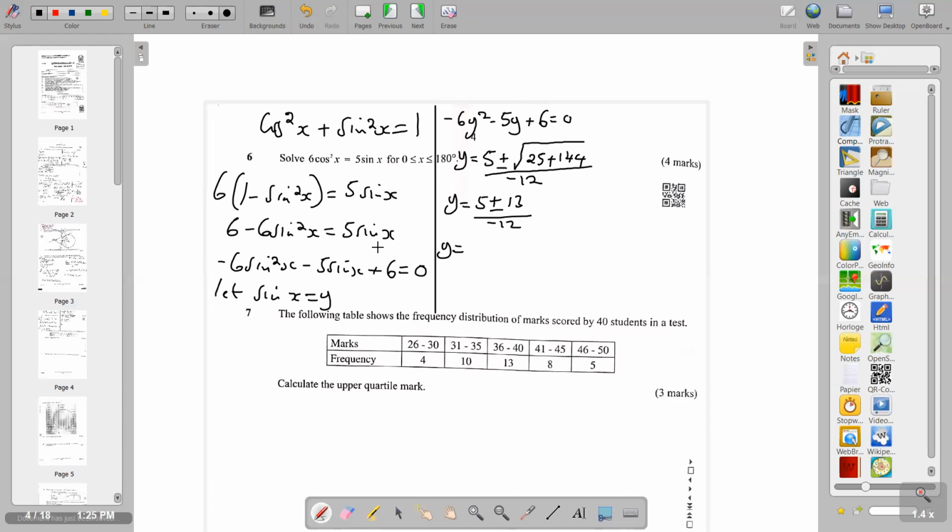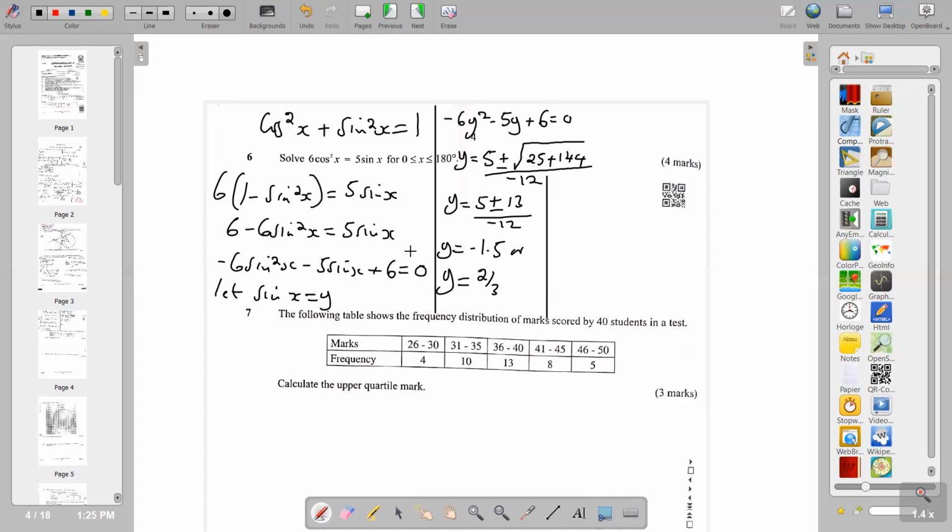We're going to get it as negative 1.5, or y is equals to 5 minus 13 divided by negative 12. We're going to get it as 2 over 3. So we just need to substitute back. So you're going to have that.